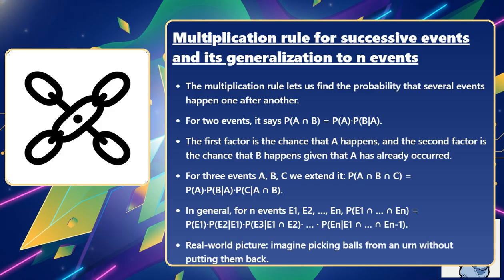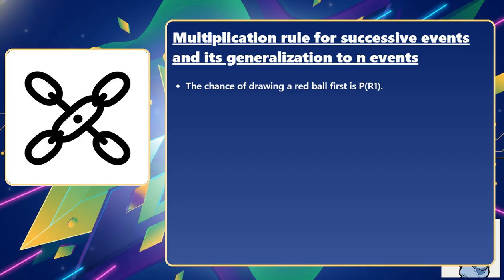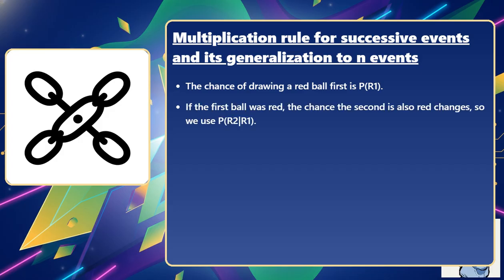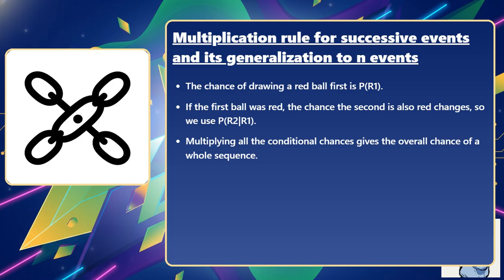Real-world picture. Imagine picking balls from an urn without putting them back. The chance of drawing a red ball first is P(R1). If the first ball was red, the chance the second is also red changes, so we use P(R2 given R1). Multiplying all the conditional chances gives the overall chance of a whole sequence.